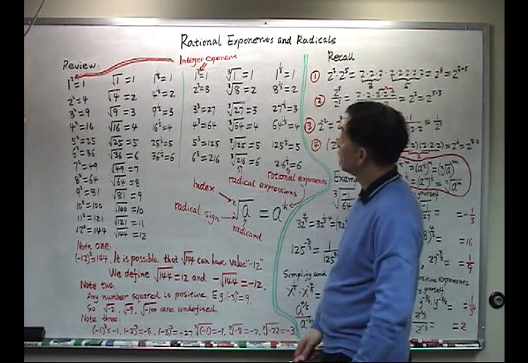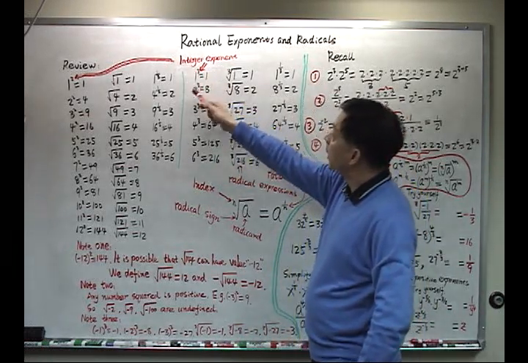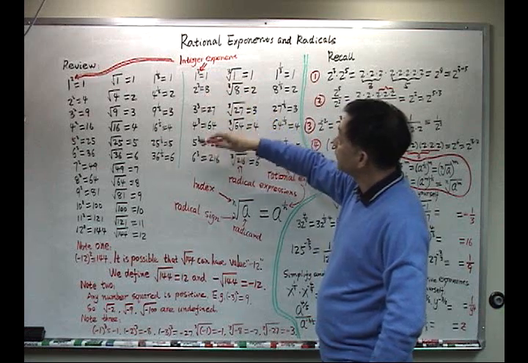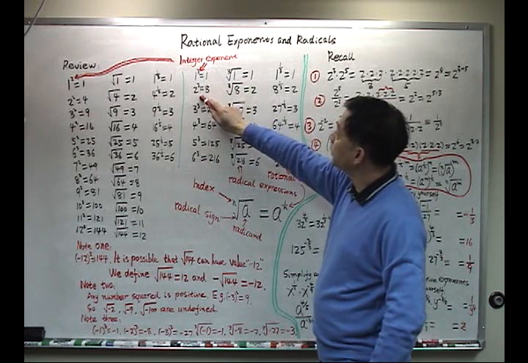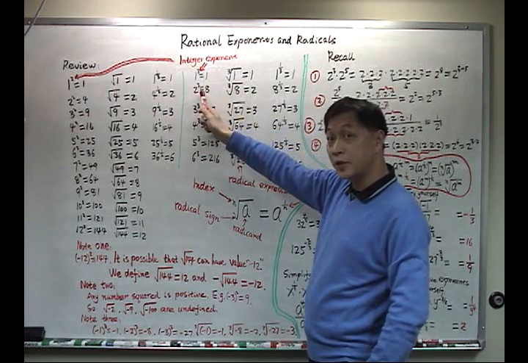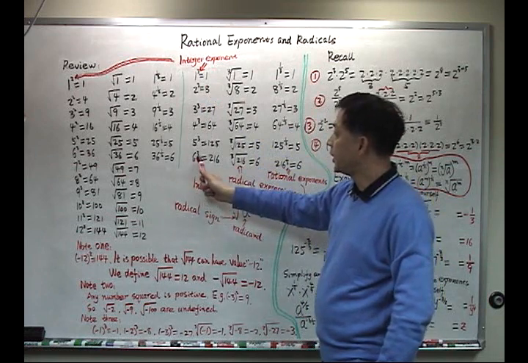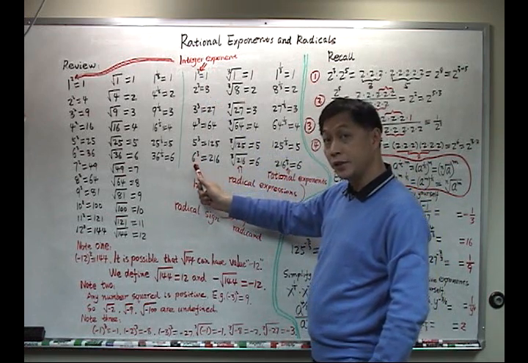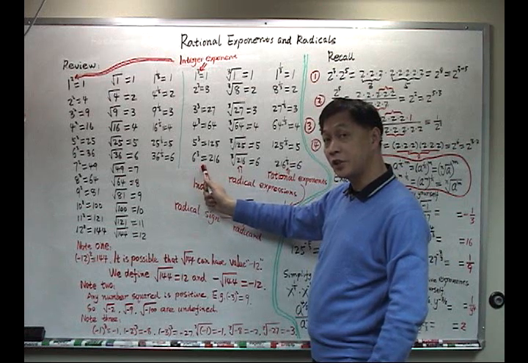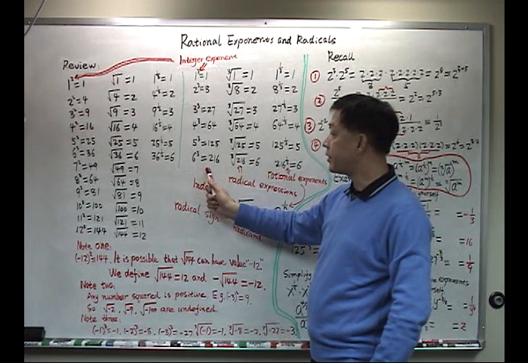Okay, look. This is about cubed. 1 cubed is 1. 2 cubed is 2 times 2 times 2, so you have 8. 6 cubed is 6 times 6 times 6. 6 times 6 is 36, and then times 1 more 6 is 216.